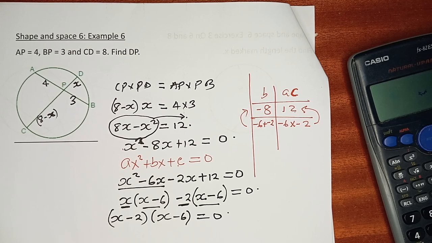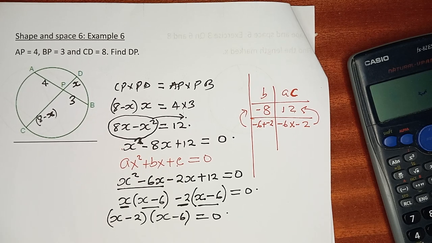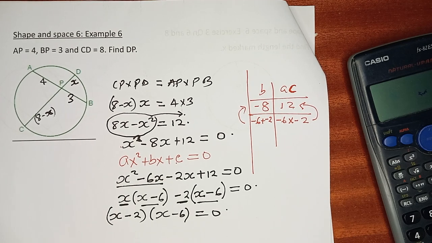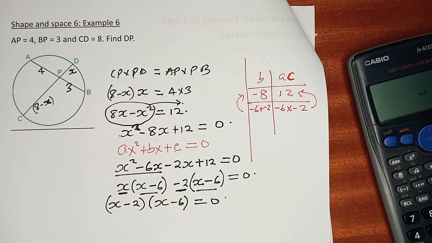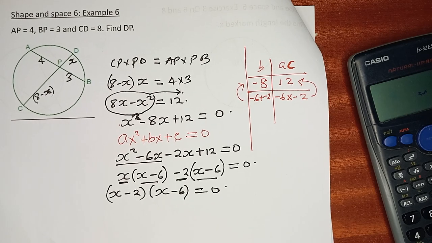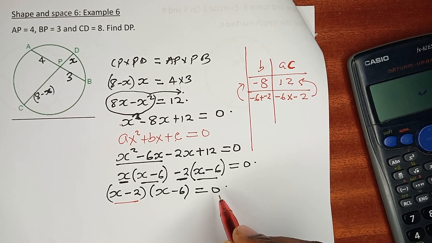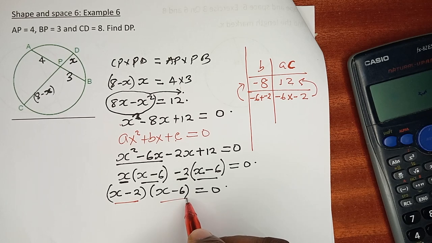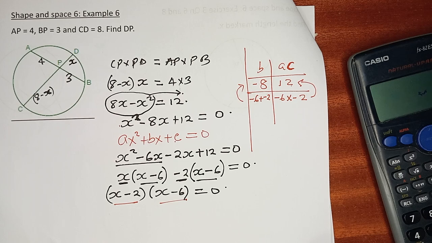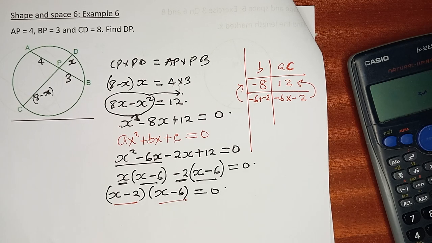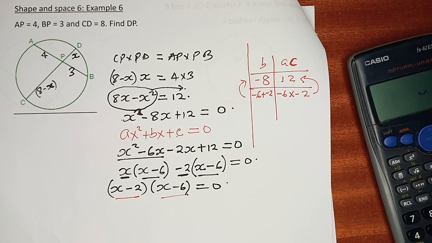Now, we have two brackets which are multiplied and the product is 0. It goes without saying that it could be this bracket which is 0, because 0 multiplied by anything still gives 0. It could also be this bracket which is 0, because 0 times anything will also give us 0. It can also be that both of them are 0, because 0 times 0 is still 0. But let us just exhaust all those possibilities.